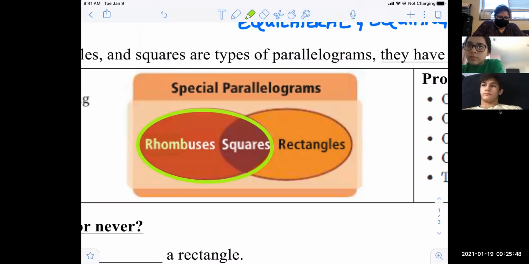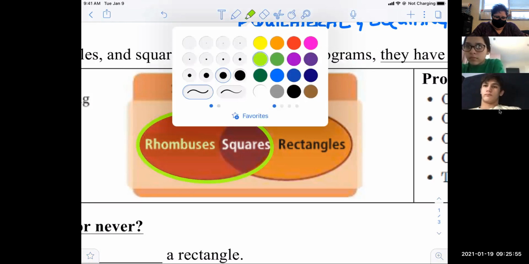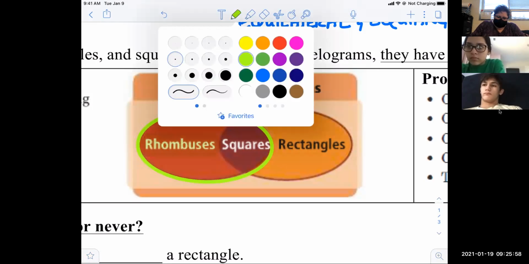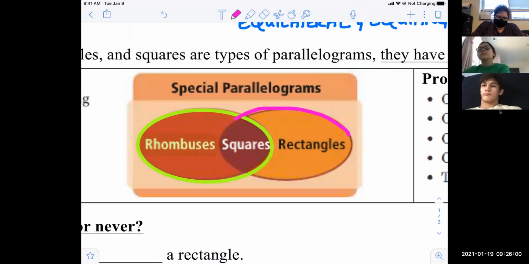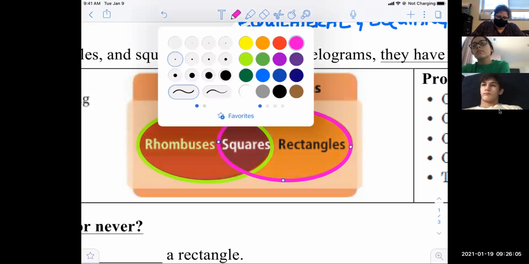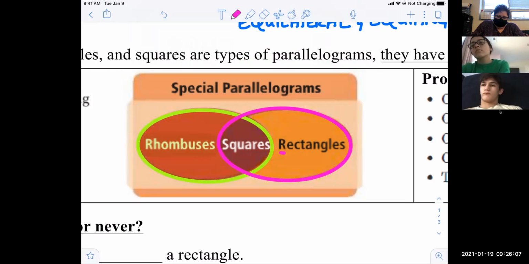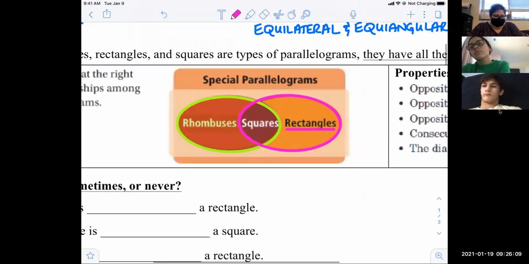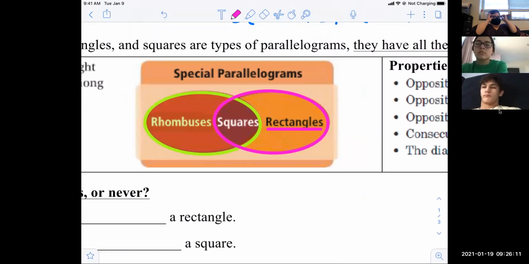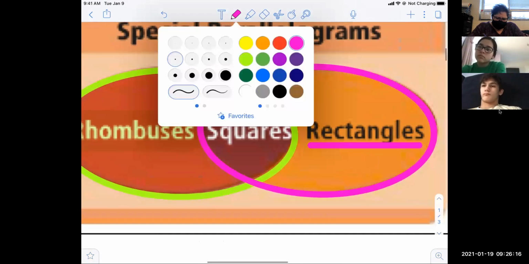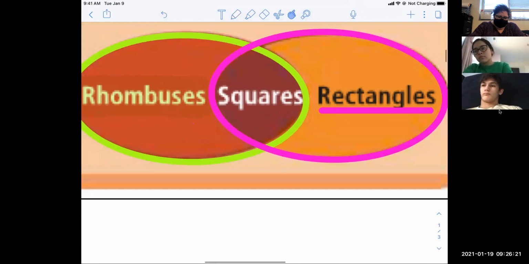Okay, so rhombuses are everything in that oval, and then rectangles is everything in this oval. Okay, that's rectangles. So that means that squares are rhombuses and squares are rectangles. So we know what a square looks like. I'm going to draw a little square in here, just to remind us what we know about squares.